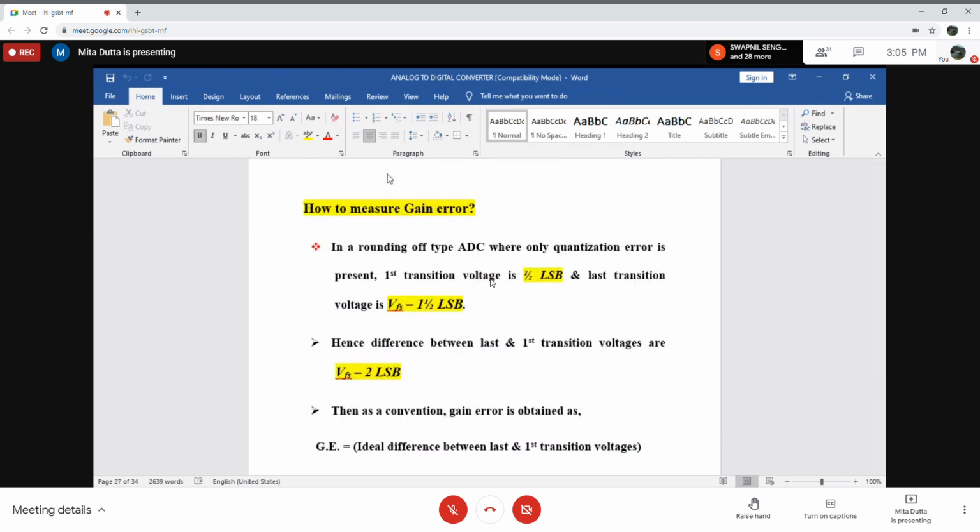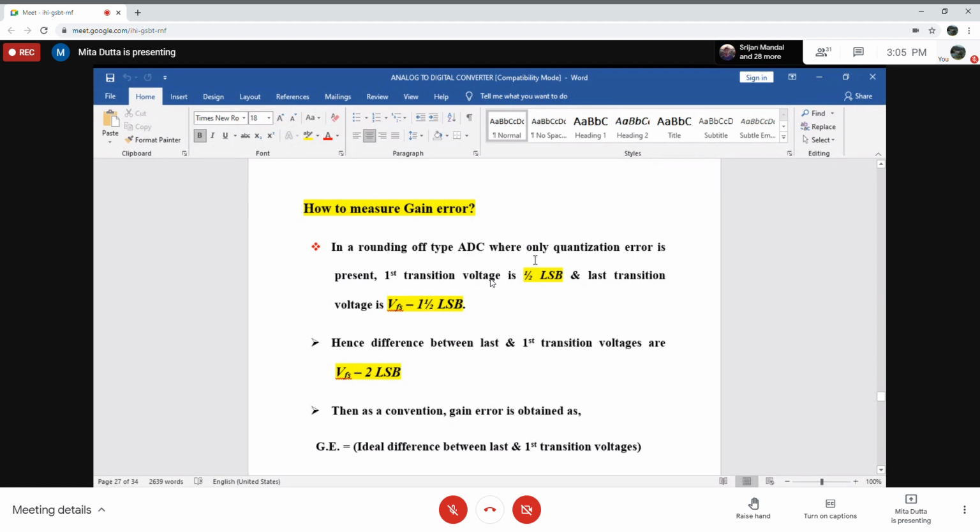And how to measure gain error? Now in rounding off type, we call it an ideal ADC, where quantization error is inherent, whether it is ideal or non-ideal. The quantization error will be inherent in an ADC. That we already know.